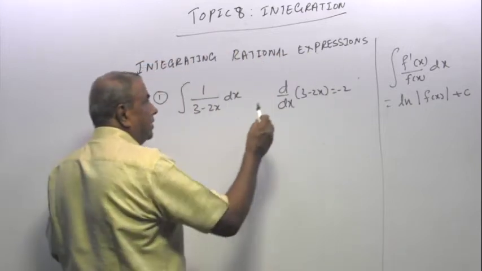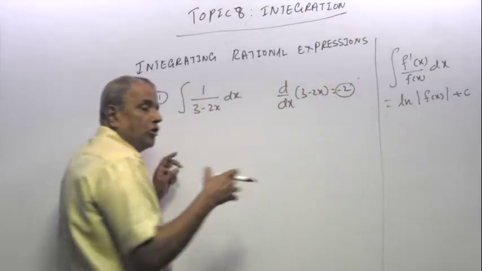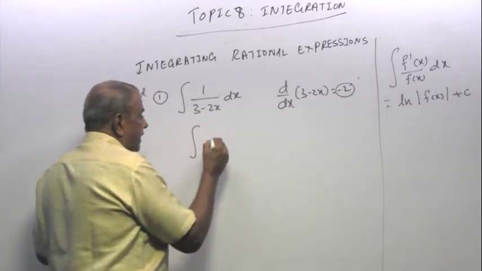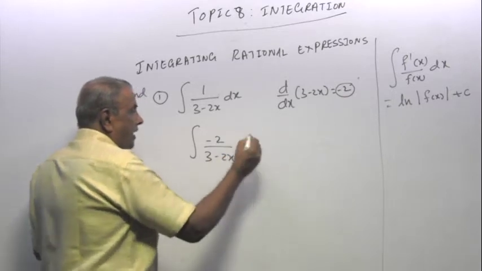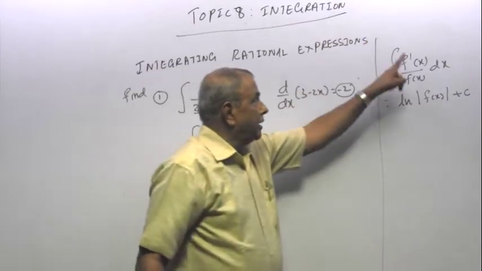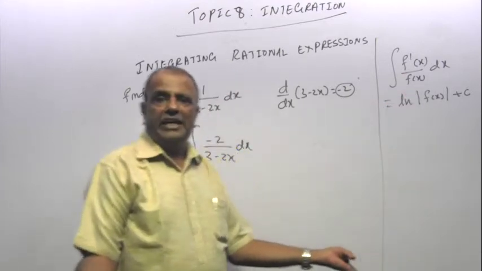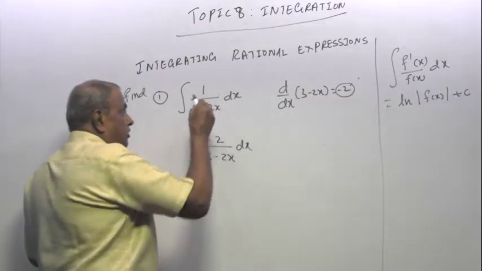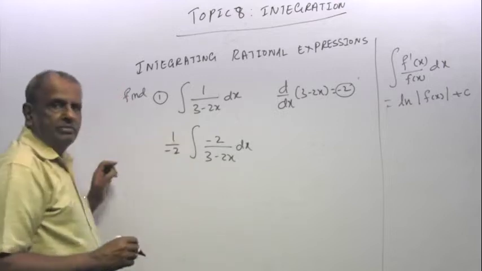Now, the derivative of 3 minus 2x is only minus 2, which is a constant, isn't it? So therefore, can I write it as minus 2 over 3 minus 2x dx? Why? Because if the numerator is exact derivative of the denominator, the answer is ln denominator. Yeah? So, but the question was 1, I wrote minus 2, so I put 1 over minus 2.